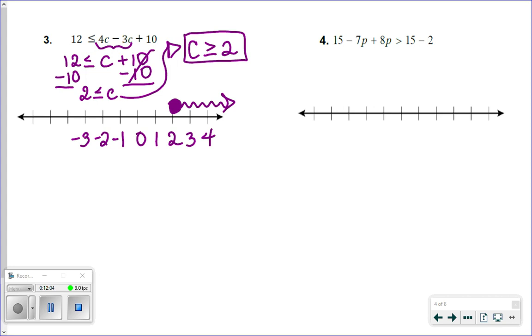Okay. All right, number 4. Same idea. Make sure that both sides are fully simplified. I notice right away I've got some like terms right in here that I can combine.